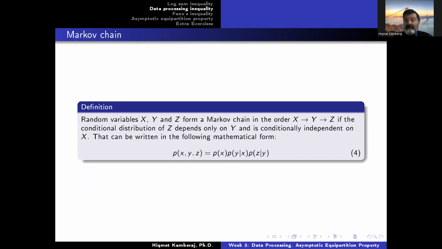By definition, first we start with Markov chain. By definition, random variables x, y, and z form a Markov chain in the order x, y, z if the conditional distribution of z depends only on y and it is conditionally independent of x. That can be written in the following mathematical form. The joint probability mass function of x, y, and z is equal to p of x times p of y given x times p of z given y.